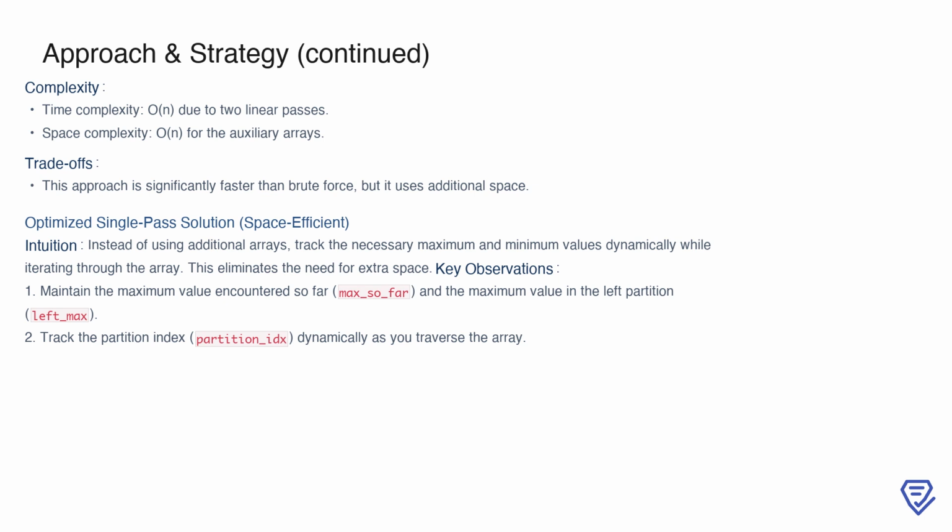The key idea is to maintain two variables, max_so_far, which keeps track of the maximum value encountered so far, and left_max, which represents the maximum value in the left partition. Additionally, we dynamically adjust the partition index during the traversal. This approach achieves the same time complexity of O(n), while reducing the space complexity to O(1), making it more efficient overall.